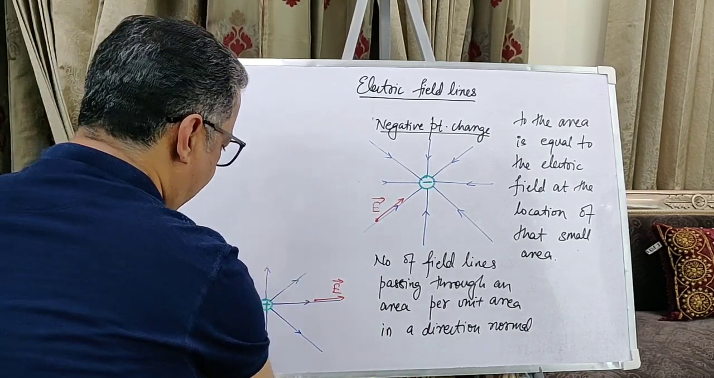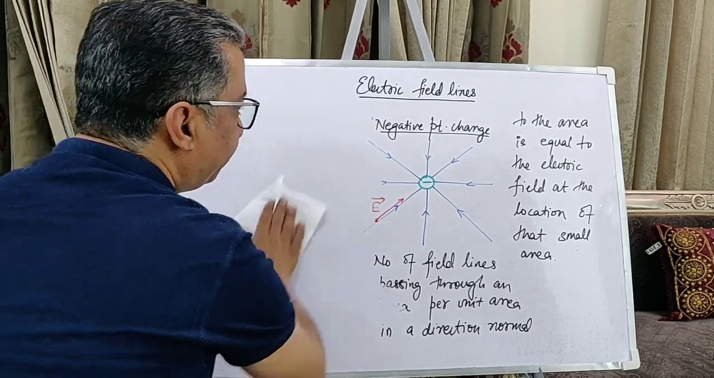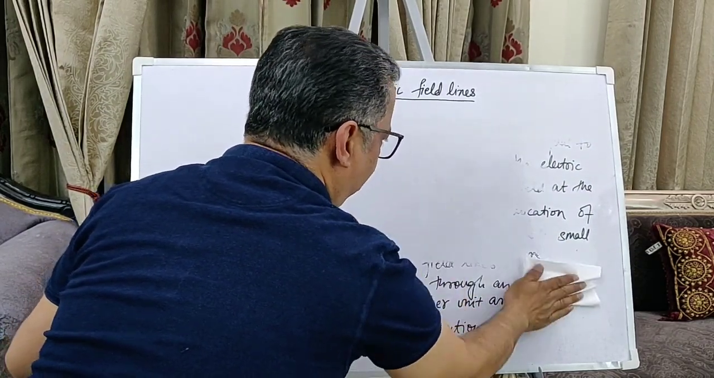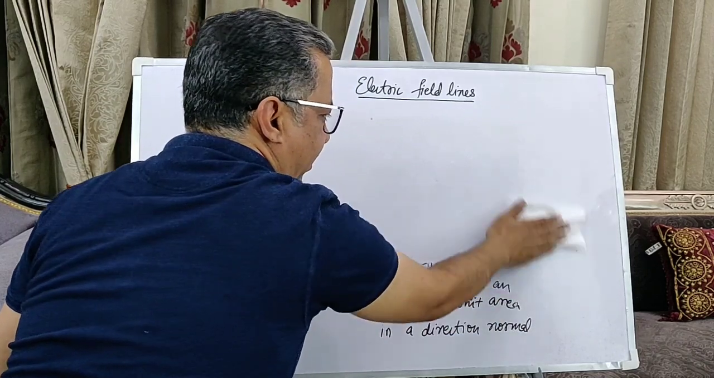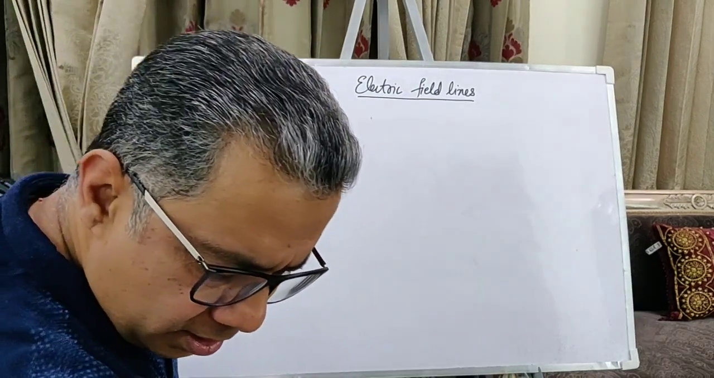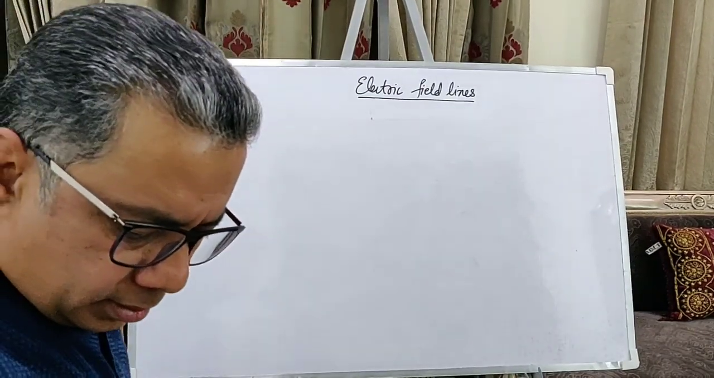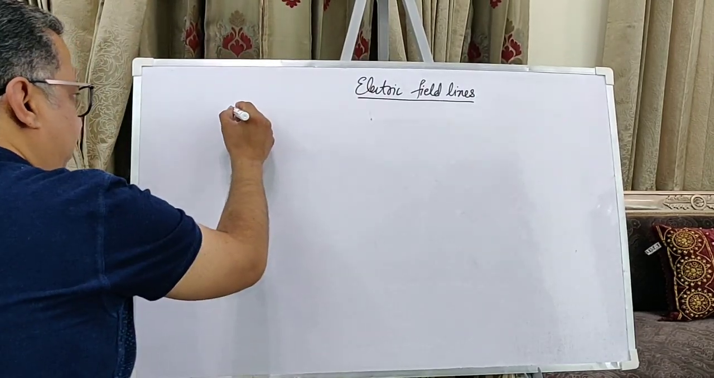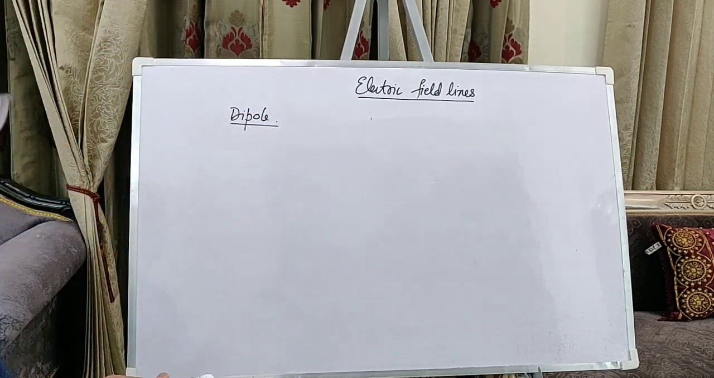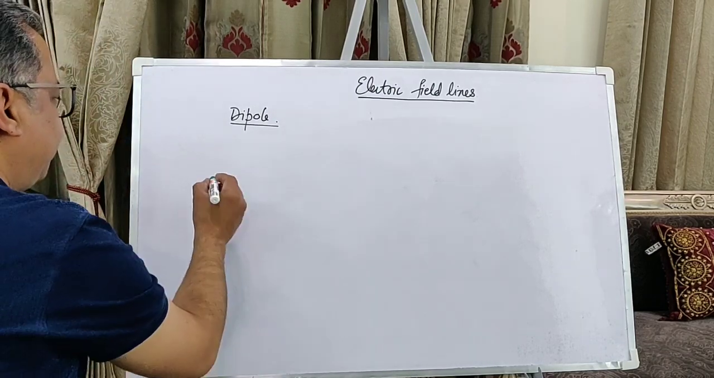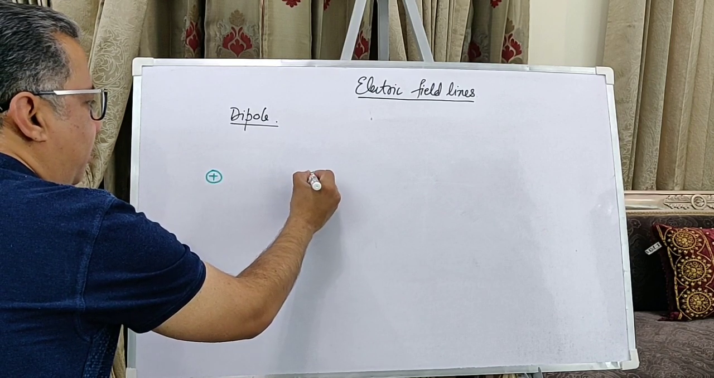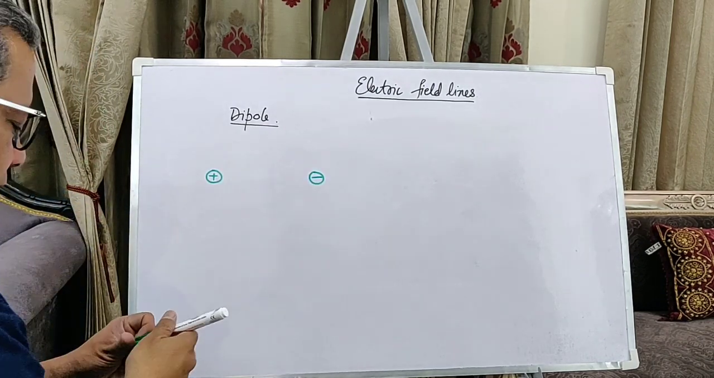Starting with an electric dipole. So the next charge distribution for which we are drawing field lines is an electric dipole, and we learn something new about these field lines from that example. So let's take up a dipole. Now in a dipole, we have a positive charge, we have a negative charge.